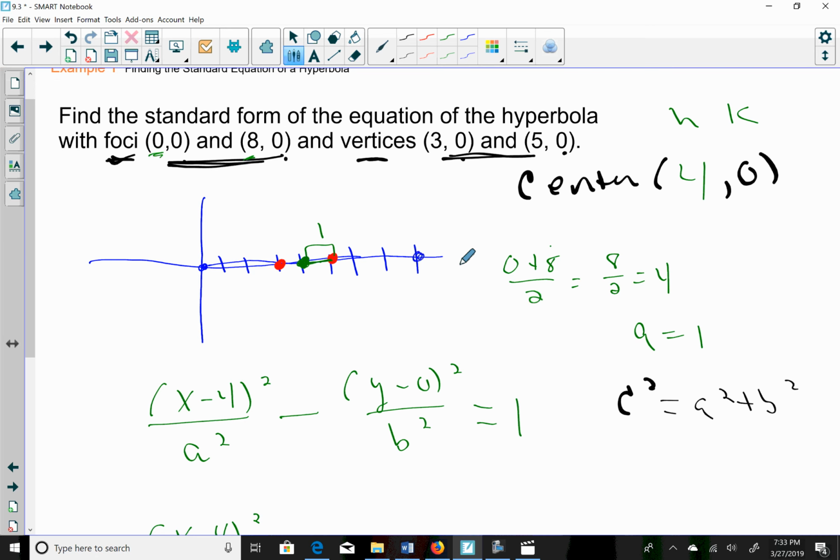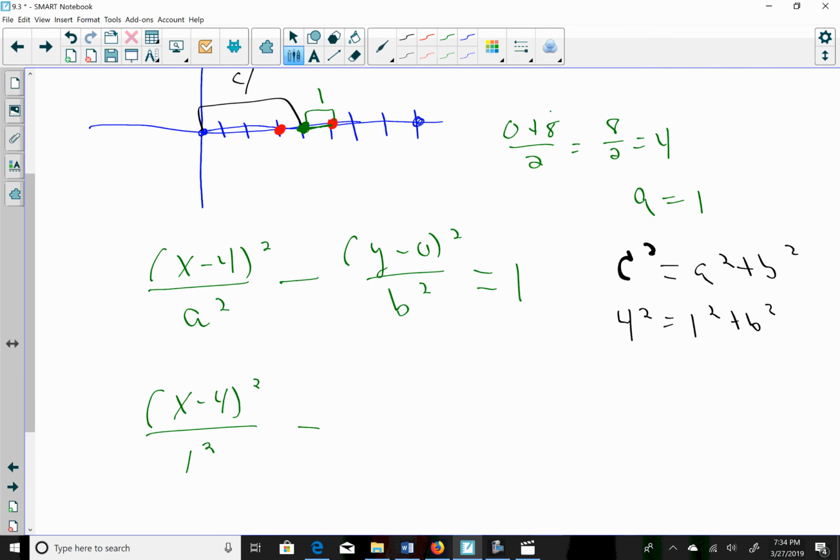So c is the distance between my center and my foci, just like it was before. So it's this distance here, which I can either do 4 minus 0 or whatever, and I'm going to get 4 for my c. So I'm going to have 4 squared is equal to 1 squared plus b squared. So I'm going to have 16 is equal to 1 plus b squared. B squared is equal to 15. So b would be equal to the square root of 15.